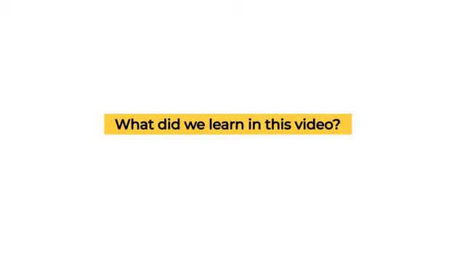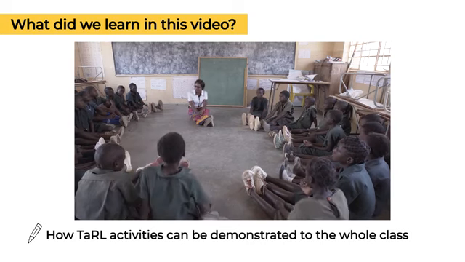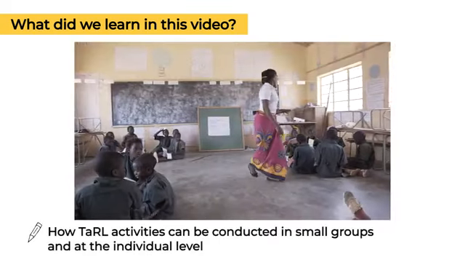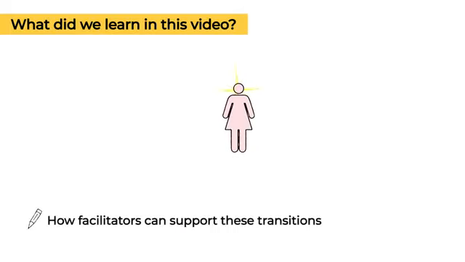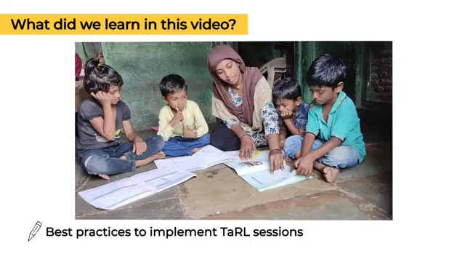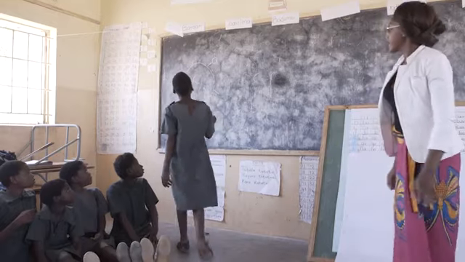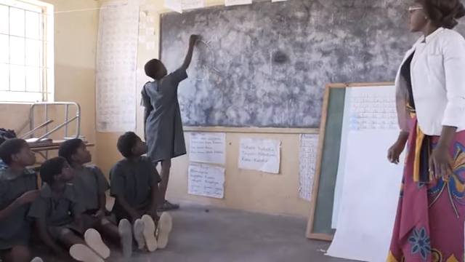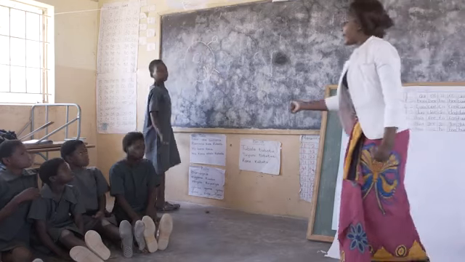Now let's recap what we covered in this video. In this video, we explained how TaRL activities can be demonstrated to the whole class and then conducted in small groups and at the individual level. We also explored how facilitators can support these transitions and some best practices to follow during TaRL sessions. In the next video, we will discuss how children progress during TaRL sessions and how facilitators manage that progress.